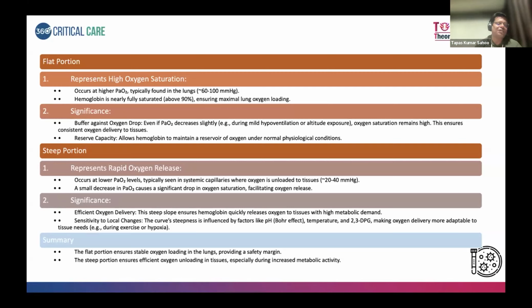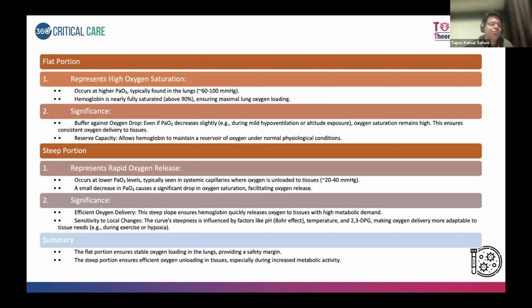That means there is enough oxygen right now in our body, in the lungs, that has already bound to the hemoglobin. So if the PaO2 decreases slightly, in case of opioid anesthesia, if you are exposed to a high altitude, or there is mild hypoventilation happening, that means your body is not getting the amount of oxygen that it was previously getting. There won't be any problem with oxygen delivery to tissues, because there is already enough oxygen loaded in the lungs, because you are already in the flatter portion of the curve.